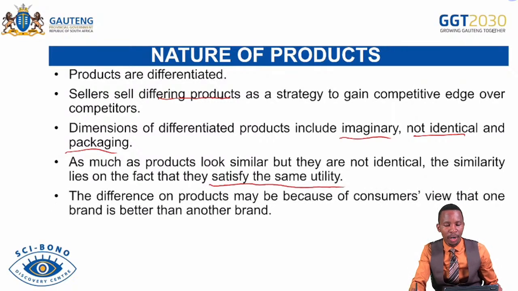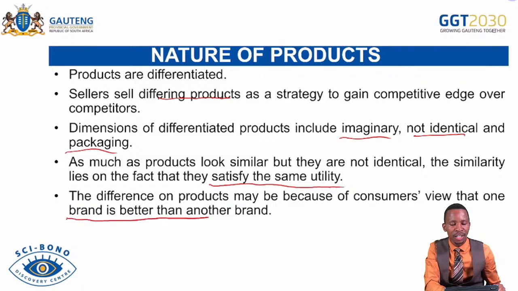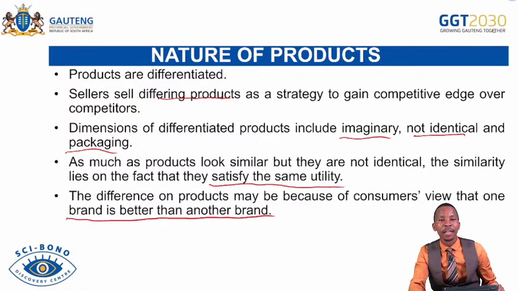The difference in products may be because of the consumer view that one brand is better than another brand. So consumers have their own decisions to make, where they compare. Goods can appear the same, however the brand differs. So consumers can make decisions based on what they think: one is of good quality and one is of poor quality. However, these goods look the same, they satisfy the same utility, but they are slightly differentiated and not identical.